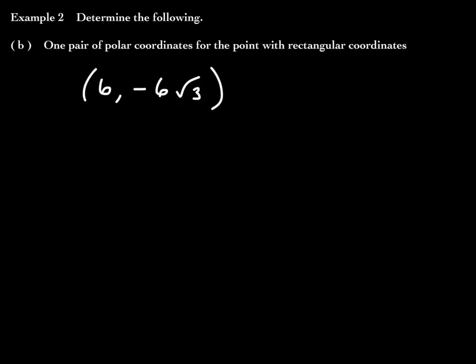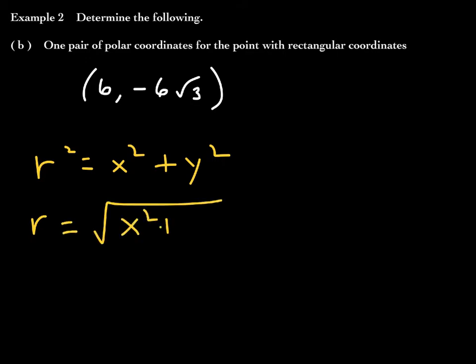Check out this next part. Find one pair of polar coordinates for the point with rectangular coordinates 6, negative 6 root 3. In order to answer this question, we must remember that r squared is equal to x squared plus y squared, right? Which is the same thing as saying r is equal to the square root of x squared plus y squared.